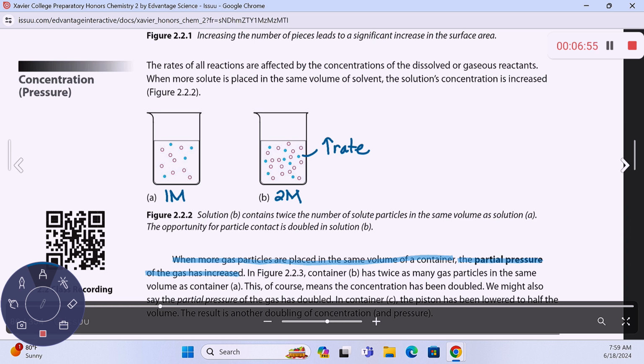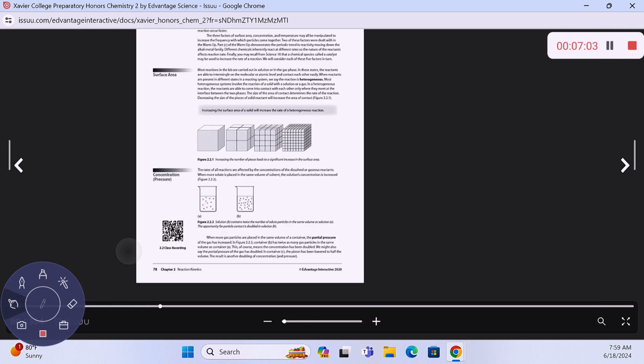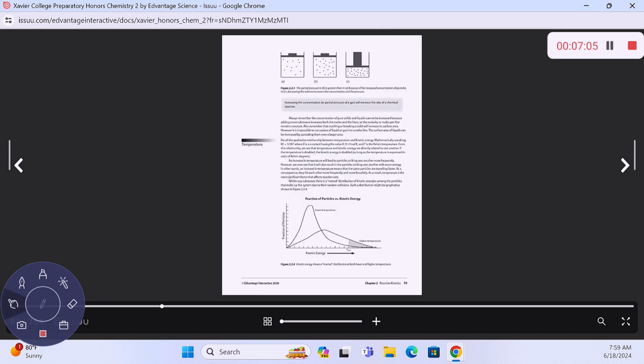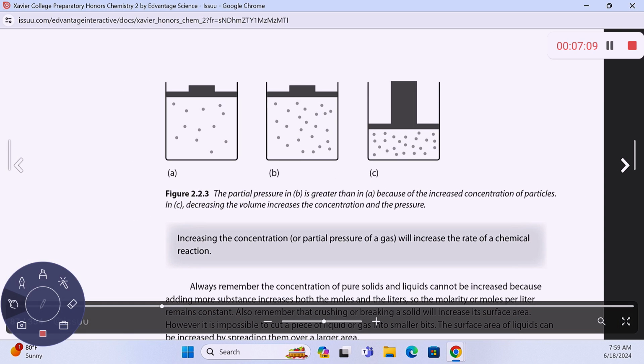So anytime we're talking about partial pressures, we are talking about a gaseous reaction. And let's take a look at the next page so we can see how this is done. There are two different ways that this is done. A has got a lower partial pressure than B, okay? The other way to increase the partial pressure of gases would be to have a movable piston.